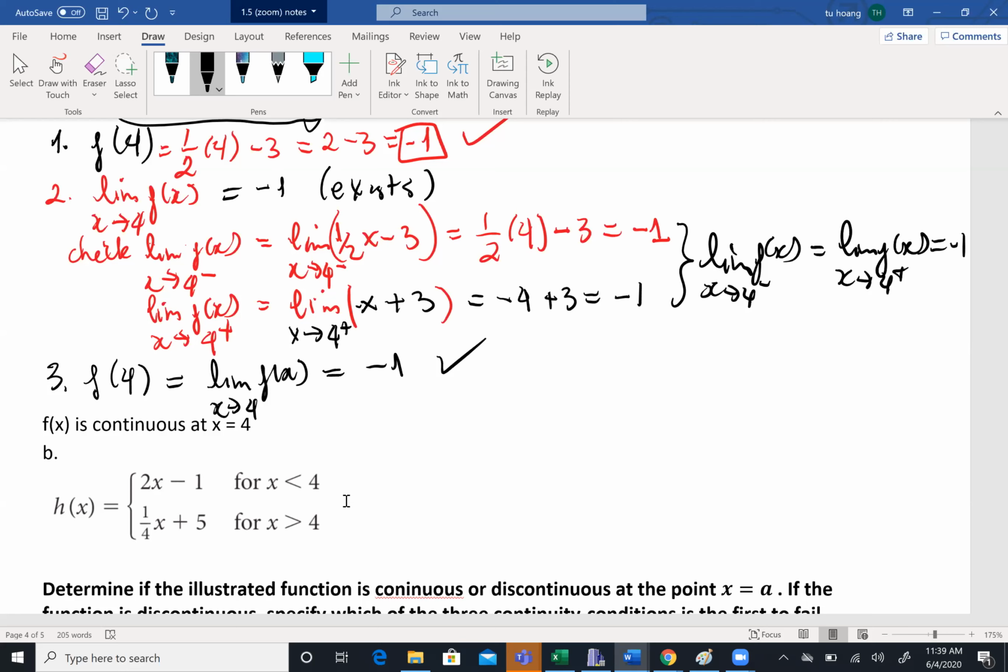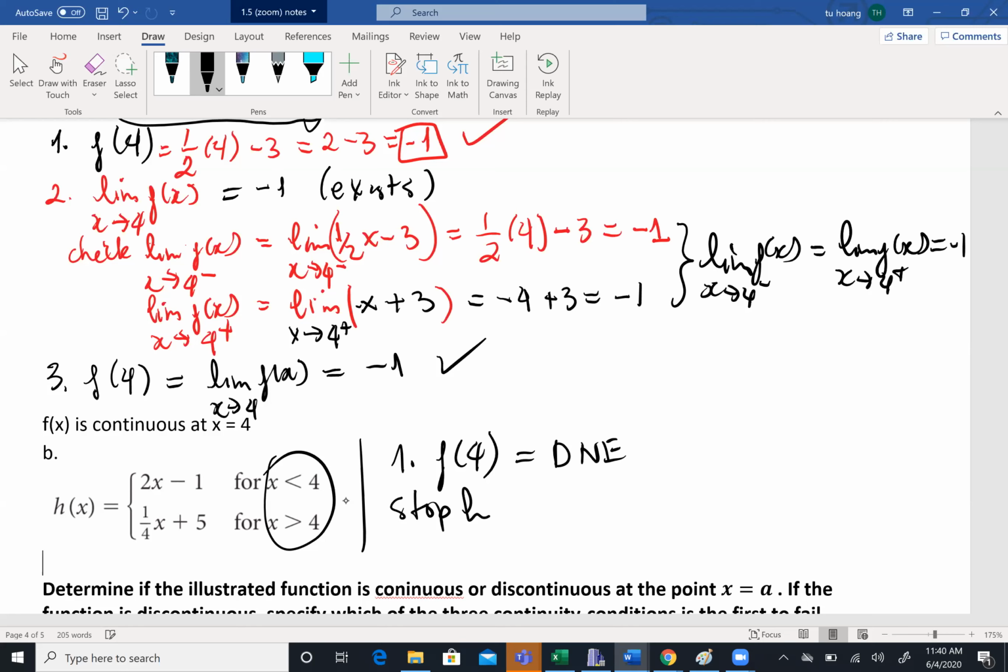So I'm going to check the first one, f(4). What is that equal to? You don't have any value for x equal to 4, so I'm going to right away say it does not exist. And I'm going to stop here and make a conclusion that f(x) is not continuous at x equal to 4. So far so good.